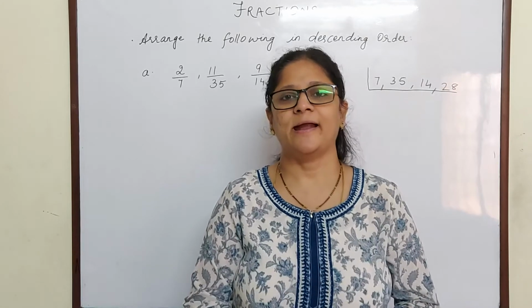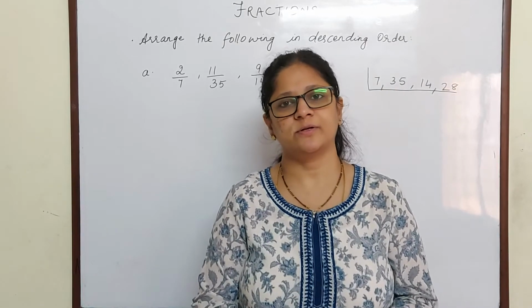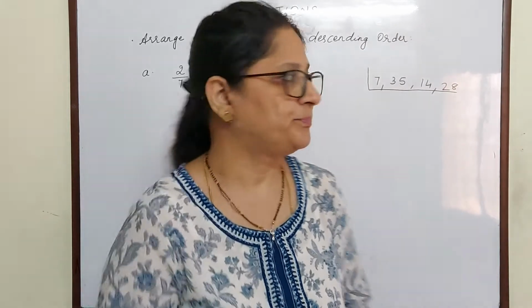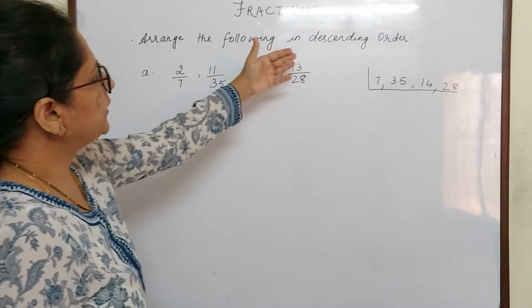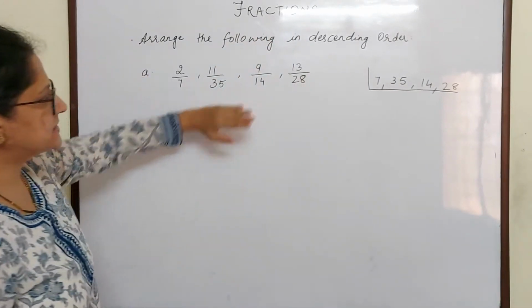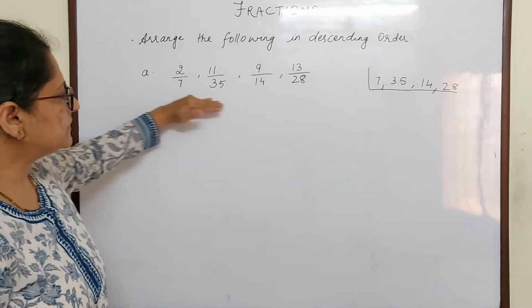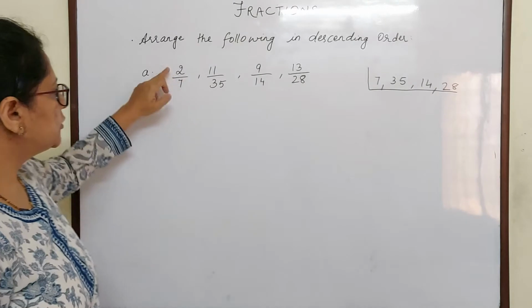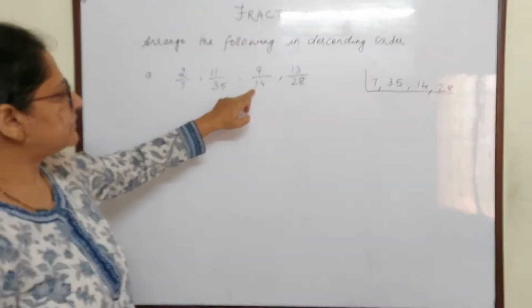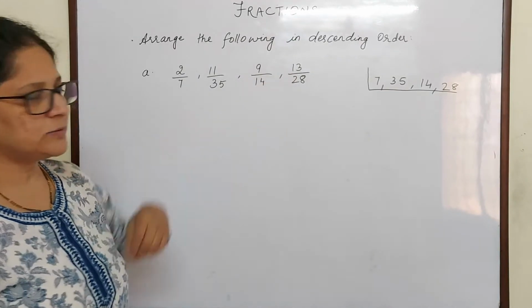So children, in fractions, today we are going to learn descending order. Arrange the following in descending order, and these are the numbers given. So what is our first step? To make the denominators equal. 2 by 7, 11 by 35, 9 by 14, 13 by 28.